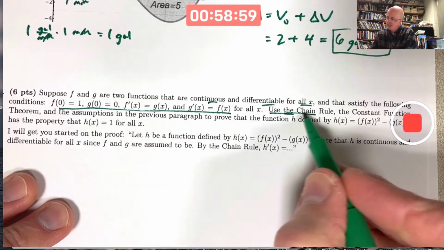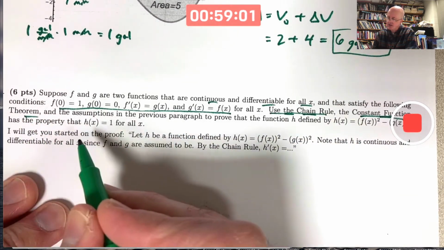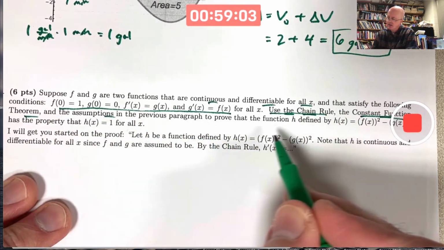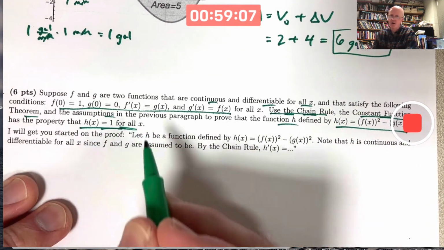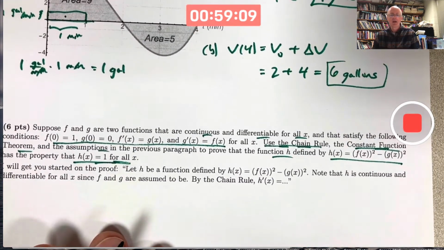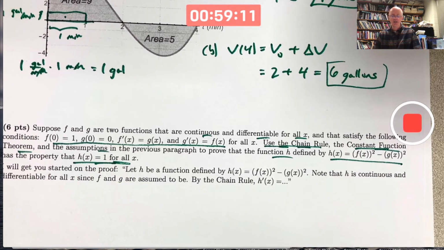Directions say use the chain rule, the constant function theorem, which I haven't mentioned yet, and assumptions to show that this function defined by that equation equals 1 for all x. Whoa, what a weird problem. What's going on here? First of all, what is the constant function theorem?